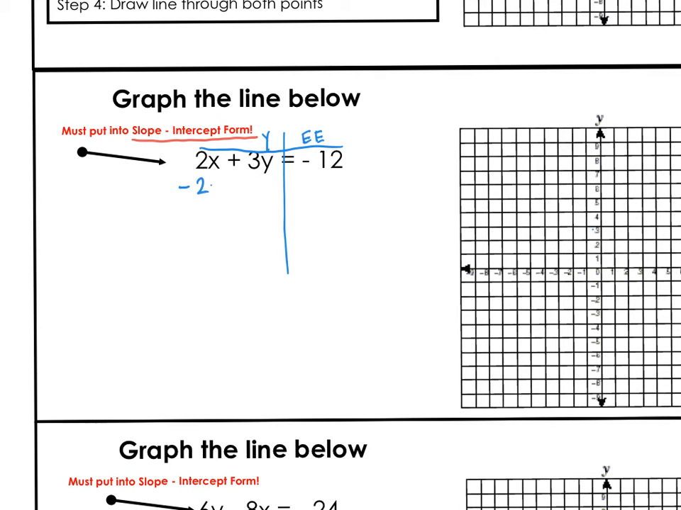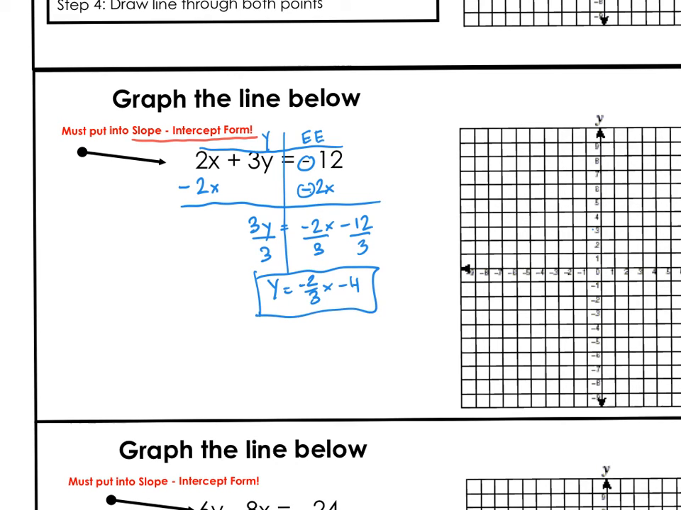So that 2x, we know we got to subtract. We got to subtract 2x on both sides. And we'll get 3y is equal to negative 2x minus 12. And once again, that negative has to come down. It's negative 2x comes down and negative 12. Now we're going to divide everything by 3. We get y is equal to negative 2/3 x minus 4. And that, my friends, is how you get into slope-intercept form.